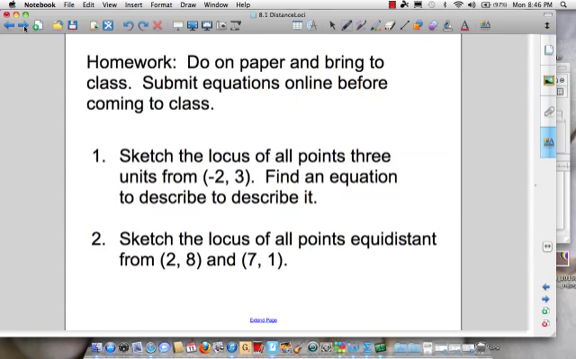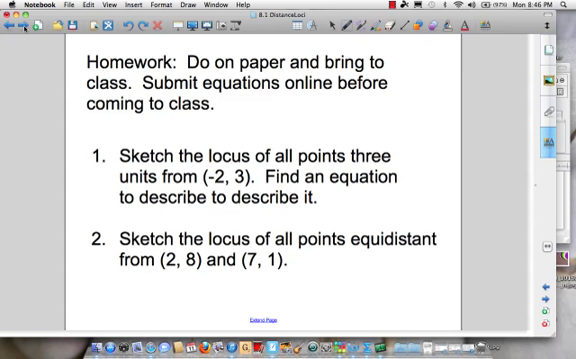For your homework, I want you to do the two problems you see here on paper, and as shown in the video, you are to find an equation to describe each locus. I do want you to submit your equations online before coming to class, and that way I know if people understood how to do it. But please also bring your work on paper to class.